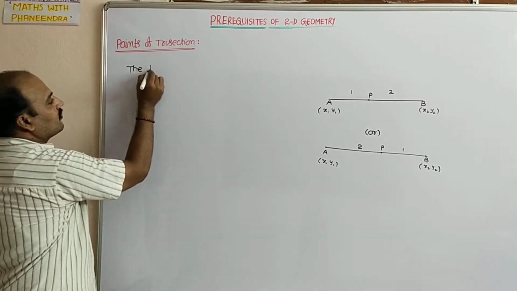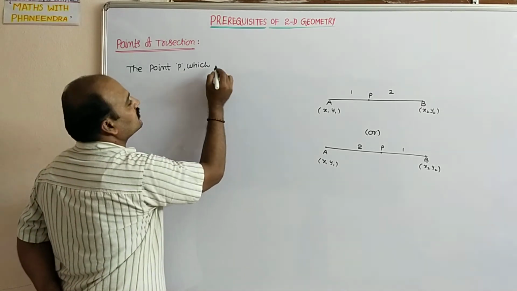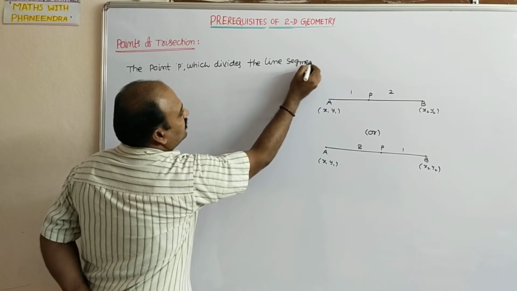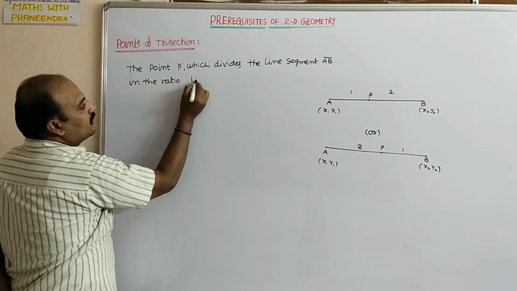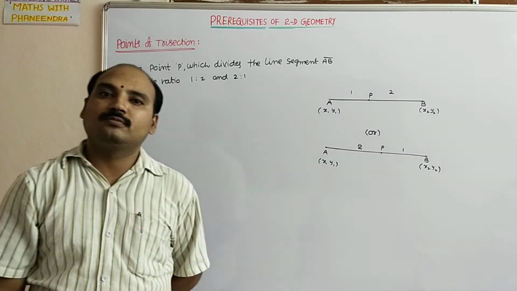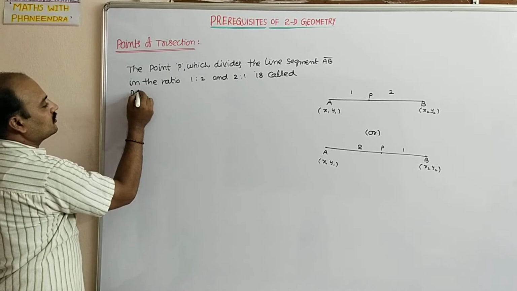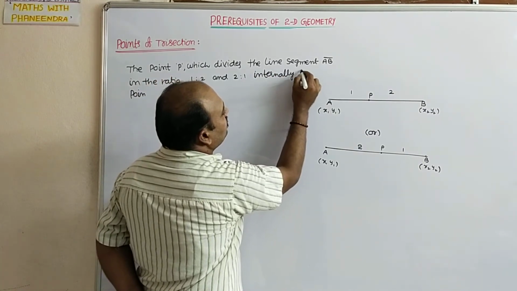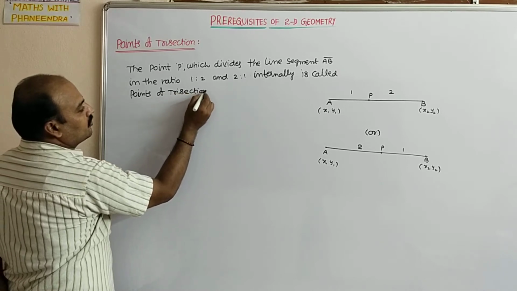The points P which divide the line segment AB in the ratio 1:2 and 2:1 internally are called points of trisection.